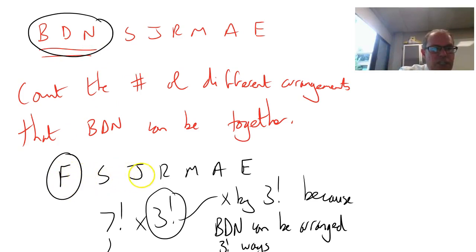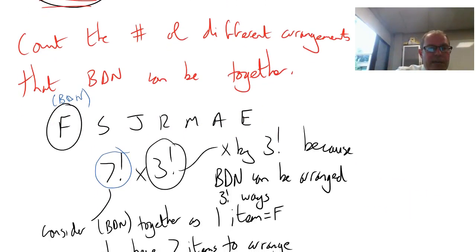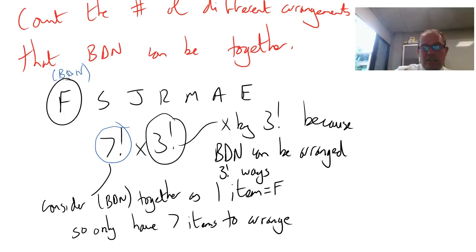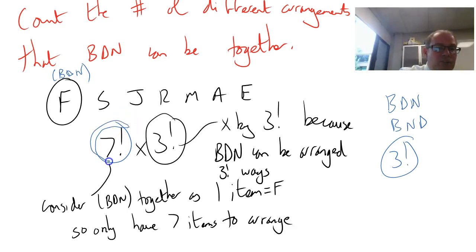And then we've got F, S, J, R, M, A, E. How many different items have we got? Remember that F stands for BDN sat together. Well, 1, 2, 3, 4, 5, 6, 7, 7 factorial ways, because there are 7 factorial ways of arranging 7 different items in a line. But the problem is BDN can be arranged 3 factorial ways, because you could have BDN or BND, etc. And we know there are 3 factorial ways of arranging BDN. So every one of these 7 factorial ways could be BDN.